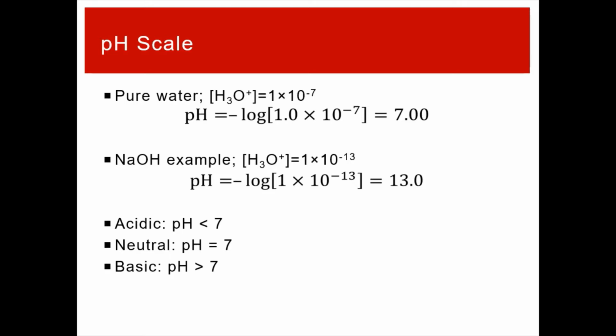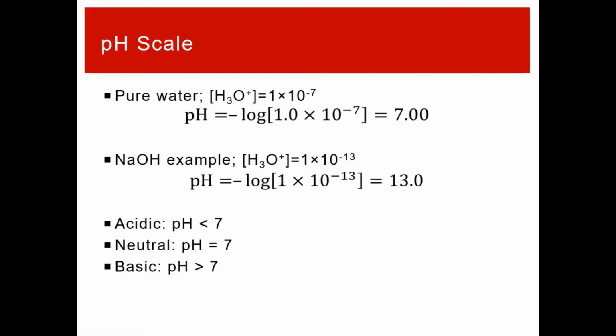So the purpose of pH is to characterize the acidity. We know that the hydronium concentration that we've used previously also describes acidity. So how do we translate that? Pure water, a neutral system, has a hydronium concentration of 1 times 10 to the negative 7. If we take the negative log of that, we just get 7. So a neutral aqueous solution has a pH of 7. In the NaOH example that we saw previously, the hydronium concentration was 1 times 10 to the negative 13. So if we take the pH of that, we get 13.